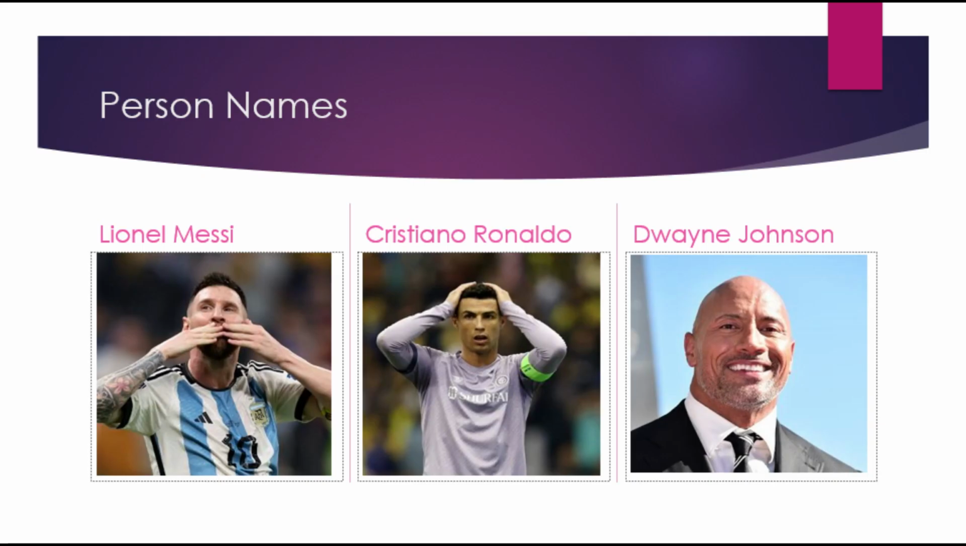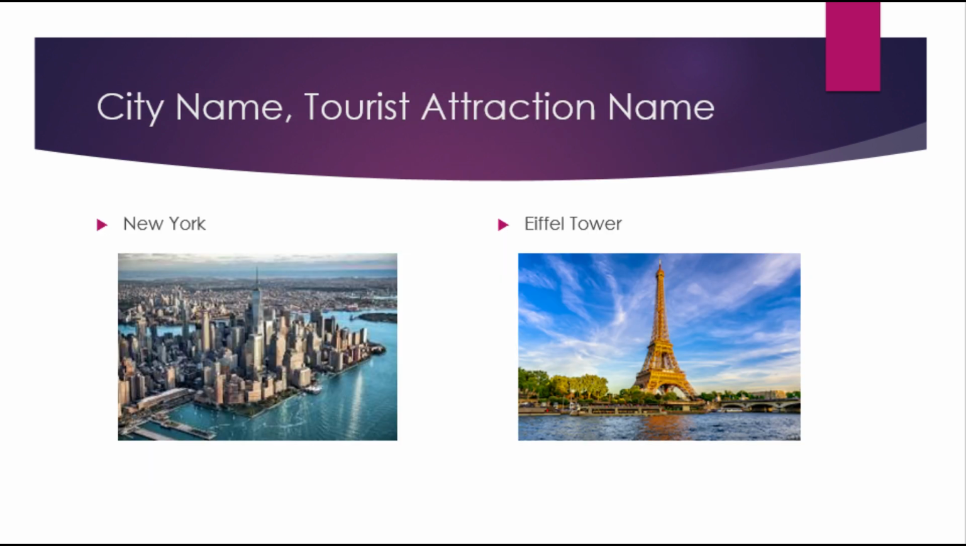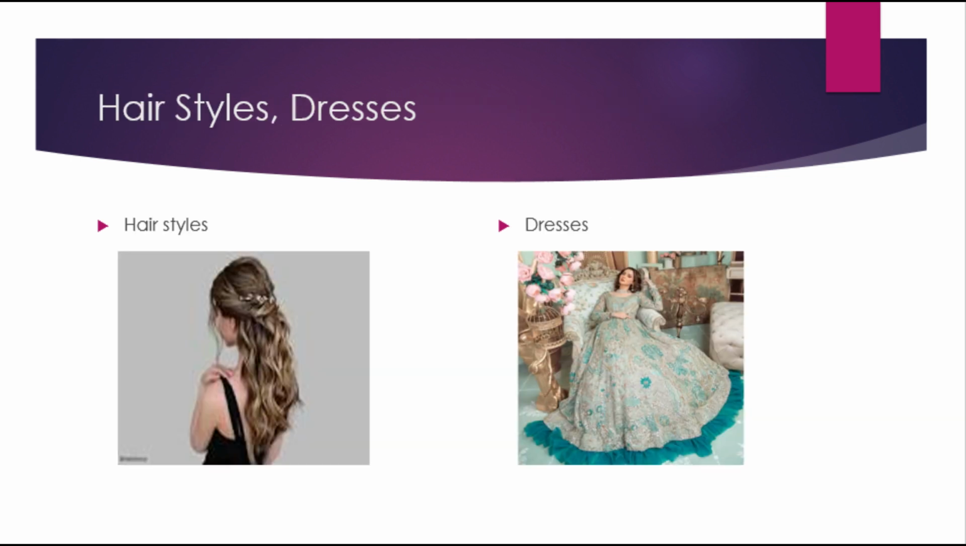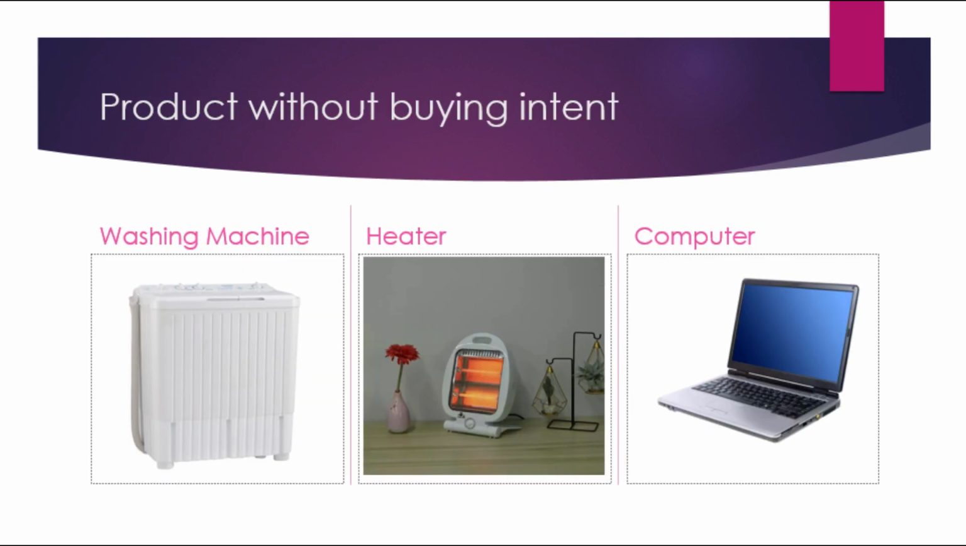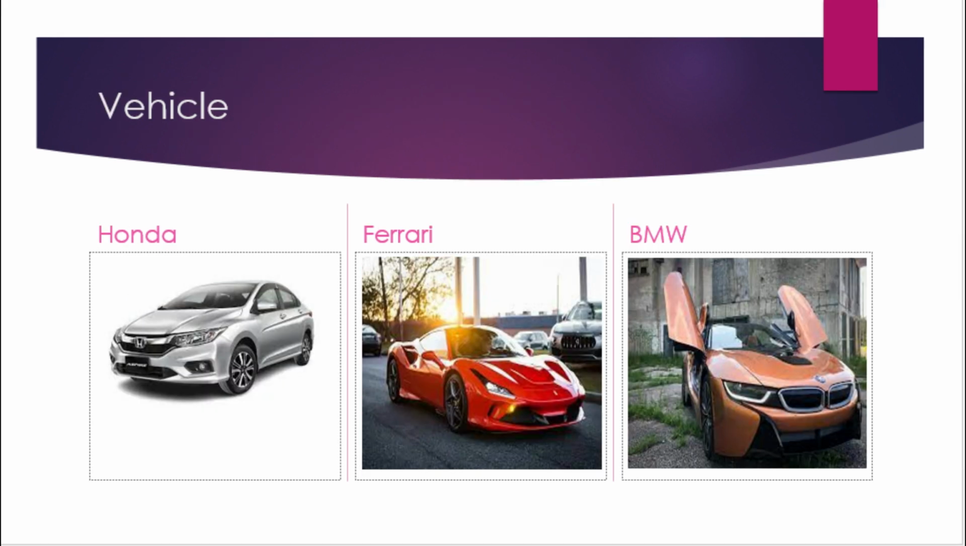You will choose the yes option when there is a person's name like Messi, Ronaldo, Dwayne Johnson, etc. You will choose yes when there is a city name or tourist attraction name like New York, Eiffel Tower, etc. When the user is asking for hairstyles, dresses, when a query is related to a product like washing machine, heater, computer. When the query is related to a vehicle like Honda, Ferrari, BMW, etc. Meaning that there are many categories. The easy way to make a correct judgment is to put yourself in the shoes of a user and think: if you had typed this query, would you be satisfied with the result or not?